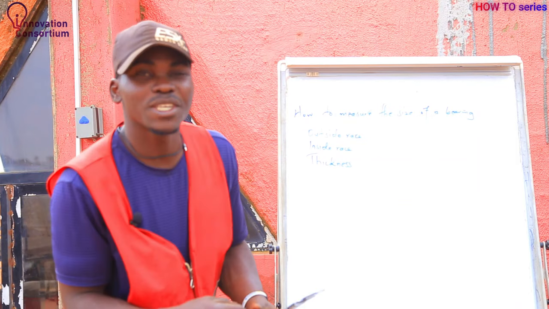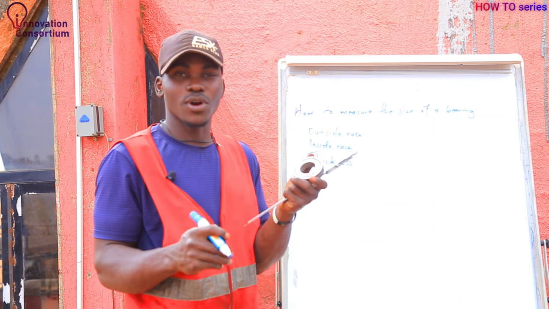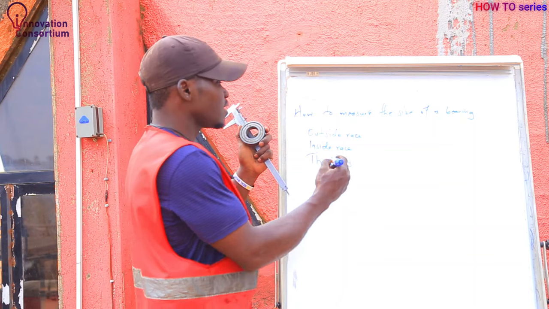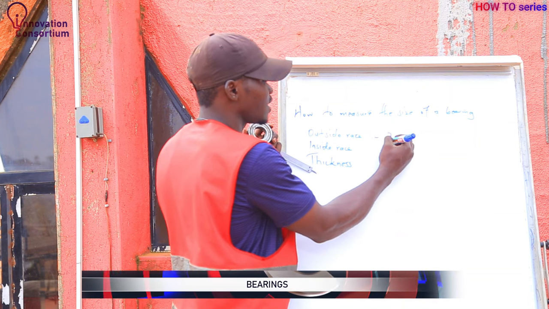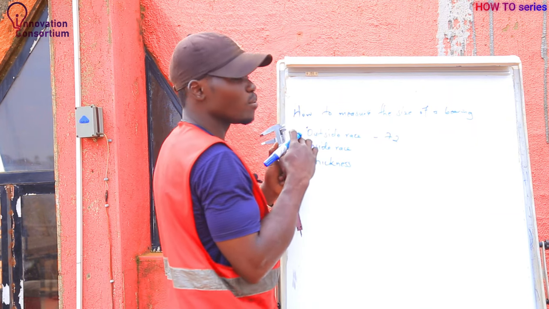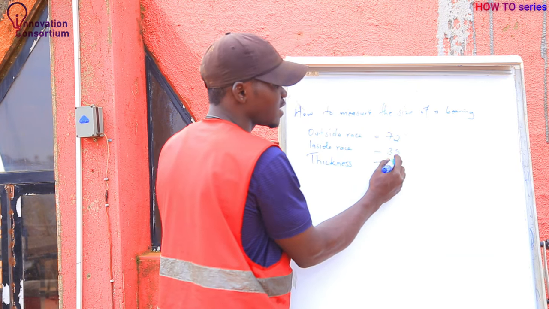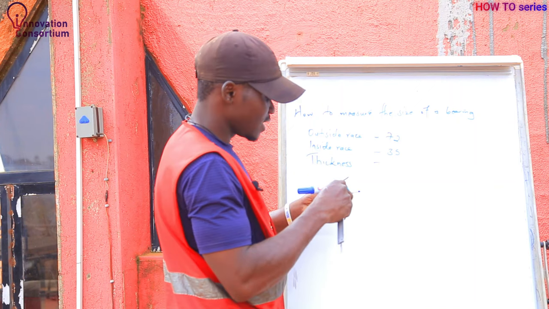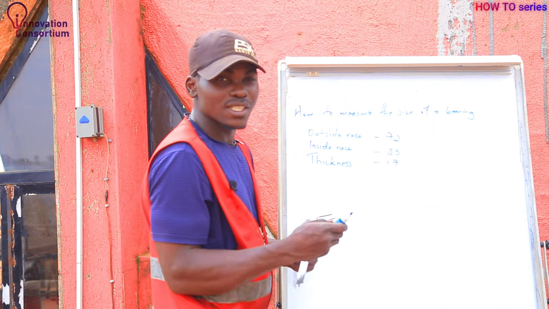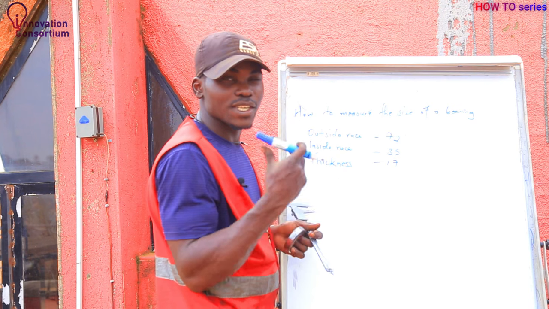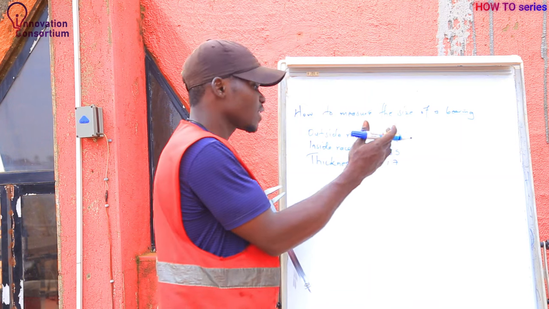In accordance with our measurements, if we are to classify this very bearing according to its size, the diameter of the outside race was 72, the bore of the inside race was 35, and the thickness was 17. Those are millimeters on the vernier caliper. So 72 millimeters, 35 millimeters, 17 millimeters.